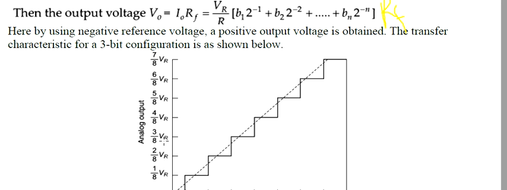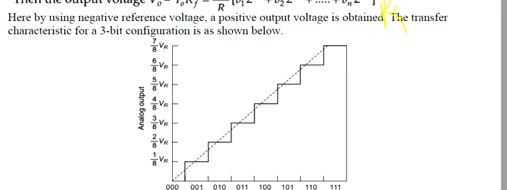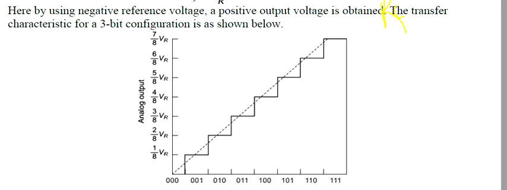അങ്ങനെ 0 1 1 ആണെങ്കിൽ 3/8 into VR. ആ ഇക്വേഷനിൽ ജസ്റ്റ് സബ്സ്റ്റിറ്റ്യൂട്ട് ചെയ്താൽ കിട്ടും. So this is the circuit diagram of weighted resistor type DAC, and the main disadvantage is here we need the value of resistance. Weighted resistors 2 raised to n range വരെയുള്ള resistance value വേണം. That is the main disadvantage.